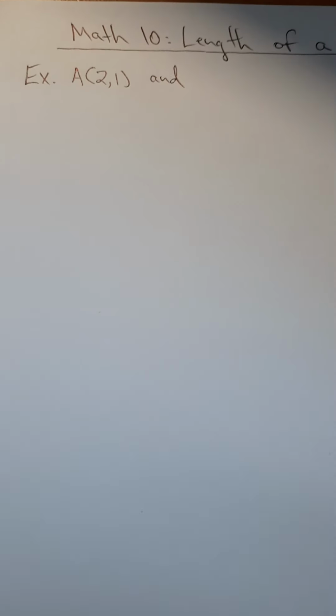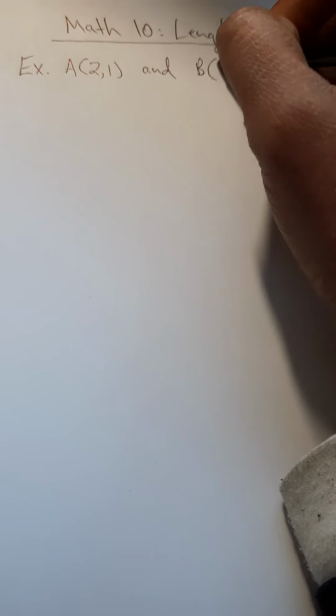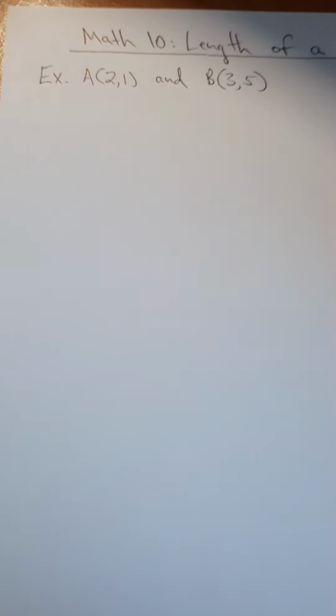Okay, so let's try something simple first. Let's do estimating the length of a line segment here, and let's do one question. I have 2 points here. I have point A, which is (2, 1), and then I have point B here, which is (3, 5).